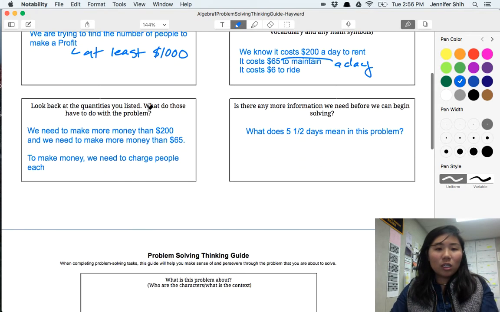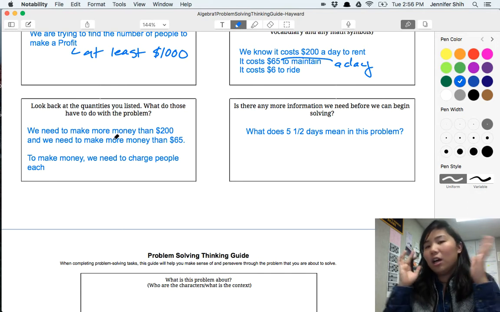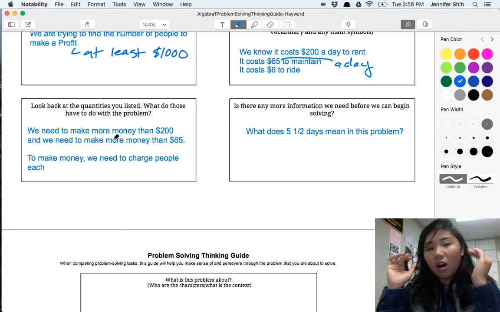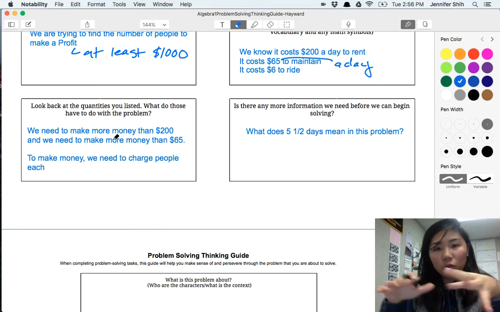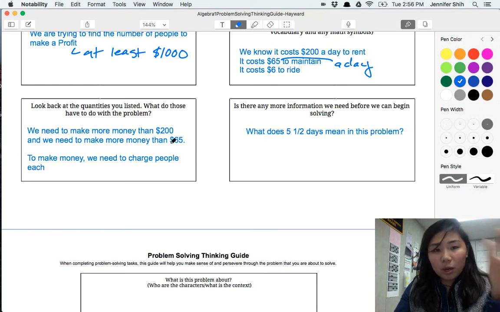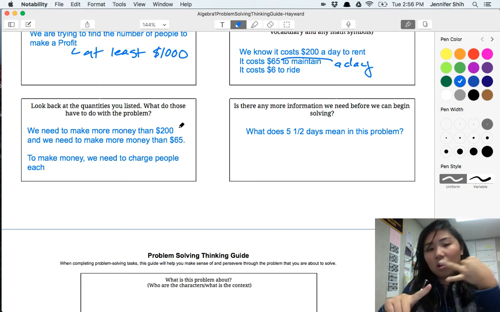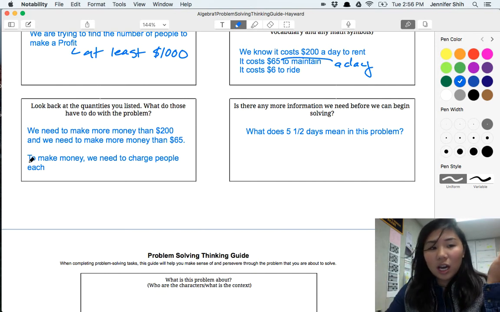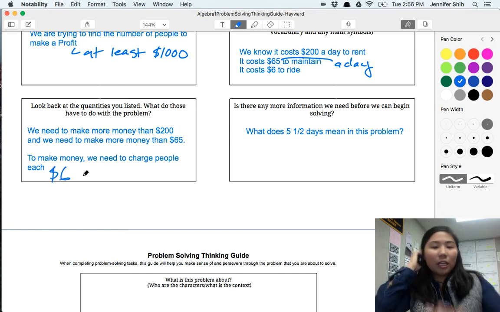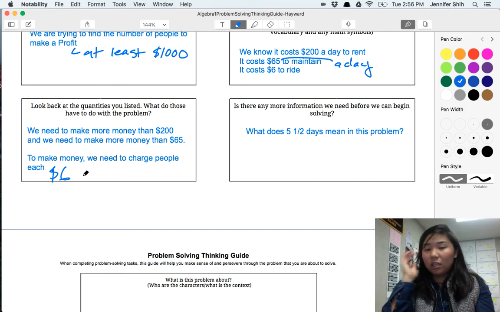So looking back at the quantities you listed, what do they have to do with the problem? This is where you would talk about if it costs $200, that means that it costs us $200 to maintain this ride. Just like we need to make more than $200 to make a profit, and we need to make more than $65 to make a profit, because $65 is a cost and $200 is a cost. And then how are we going to make a profit? I wrote here, to make money, we need to charge people each $6. So that's a way of using this bottom left-hand box.